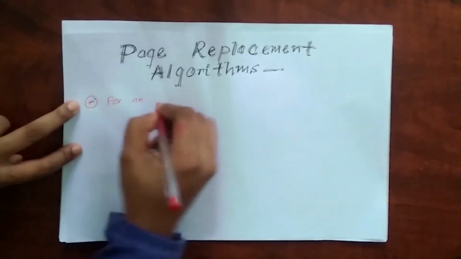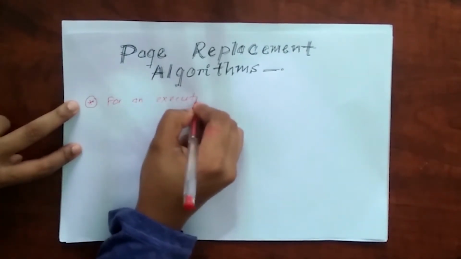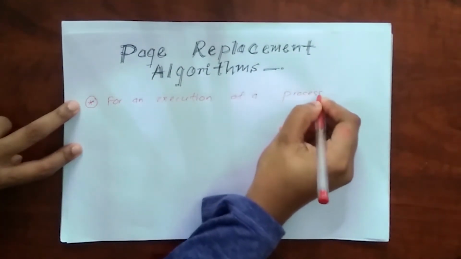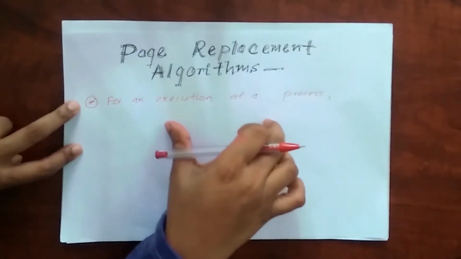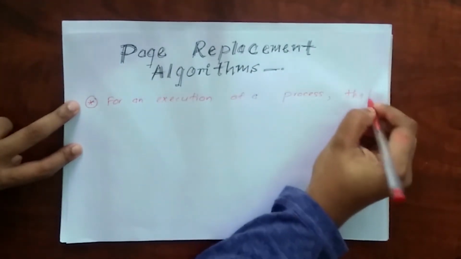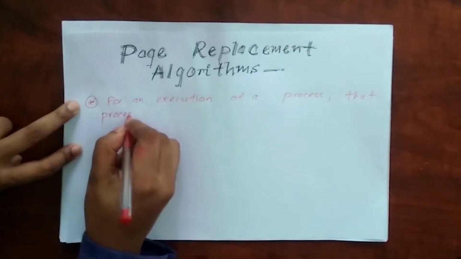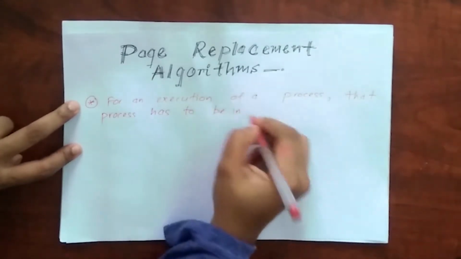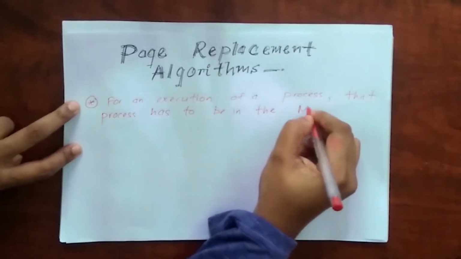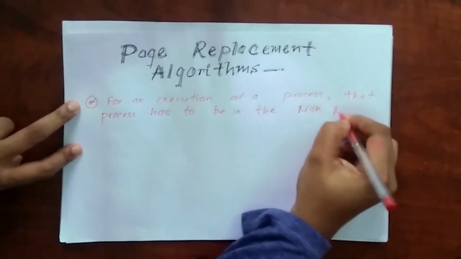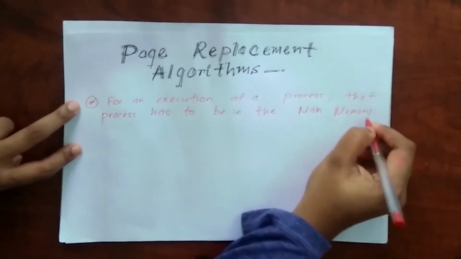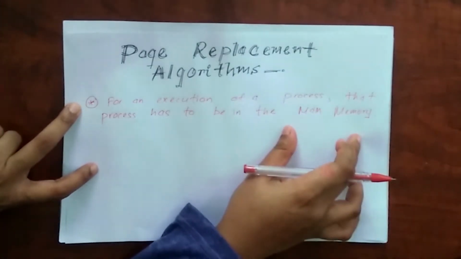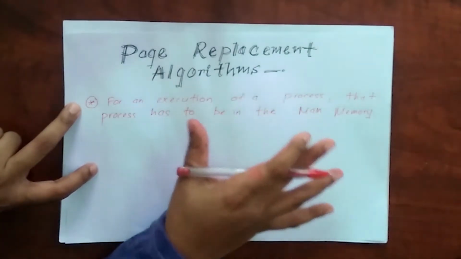for an execution of a process, that process has to be in the main memory. So that means if a process is not in the main memory, that process cannot be executed.